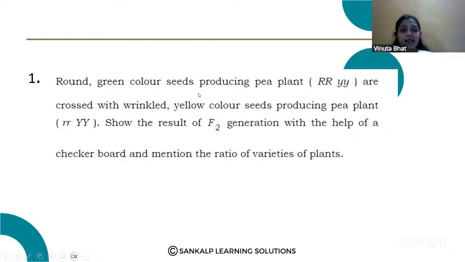Round green color seeds producing pea plant, capital R, capital R, small y, small y, that is the genotype of these plants, are crossed with wrinkled yellow color seeds producing pea plant, that is small r, small r, capital Y, capital Y. Show the result of F2 generation with the help of checkerboard and mention the ratio of varieties of plants.